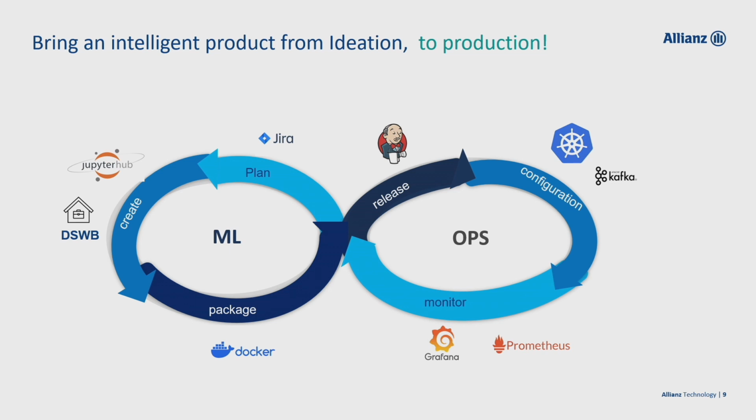The first step is always the planning. We use Jira. And the second step is where we create this product with our DSVB. But if you are a smaller team, you can also just use JupyterHub. And then we package it with Docker. We release it with Jenkins, and we configure our infrastructure and service with Kubernetes. In case you have live streaming data, then you will need a message broker, which is Kafka, and we monitor it with Grafana and Prometheus.